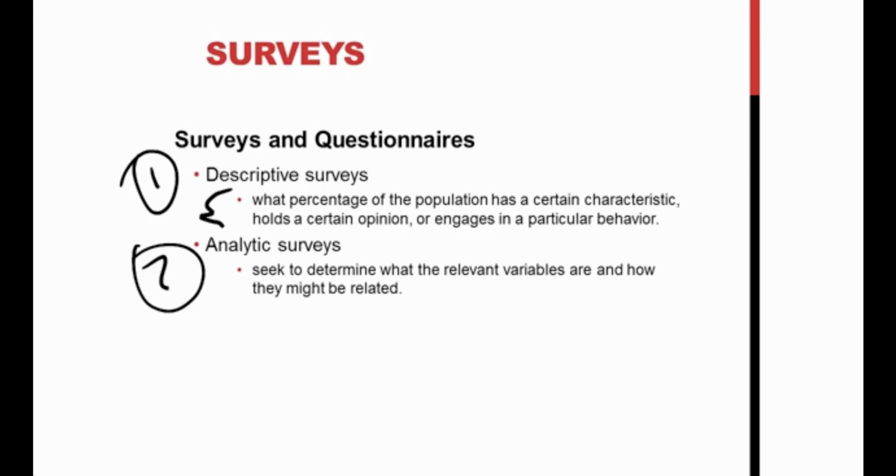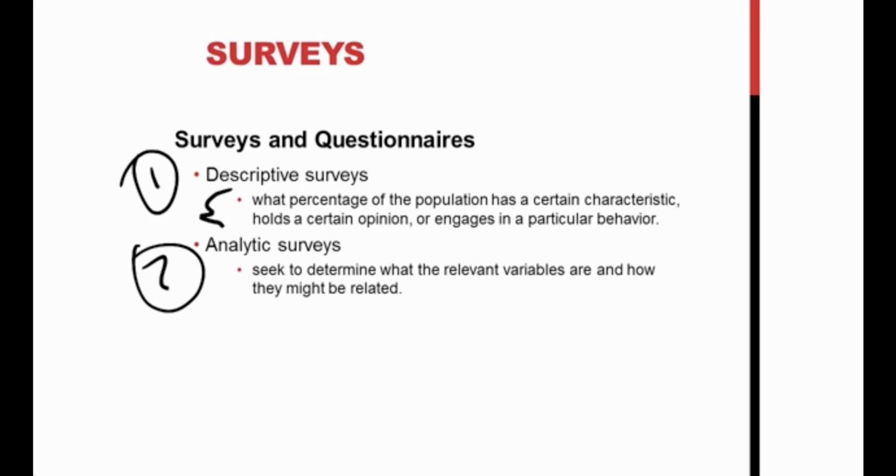An analytic survey, on the other hand, might try to figure out what sort of variables are related when we're not sure what sort of variables play a role in some sort of behavior. So, for example, let's say that we have an outbreak of me mama. We don't know what me mama is. It is some new disease, and we're trying to figure out what causes me mama.